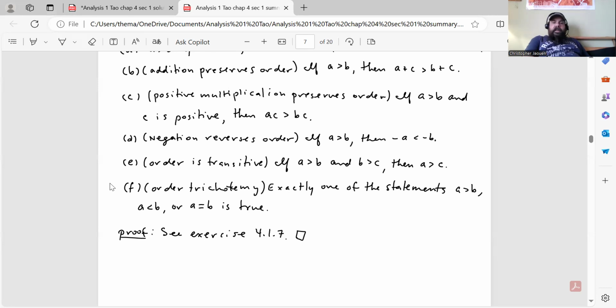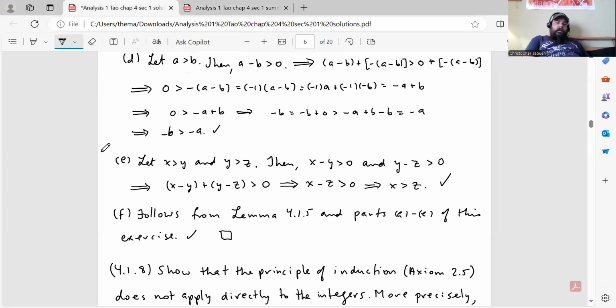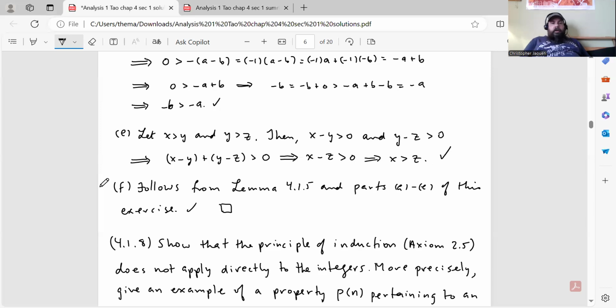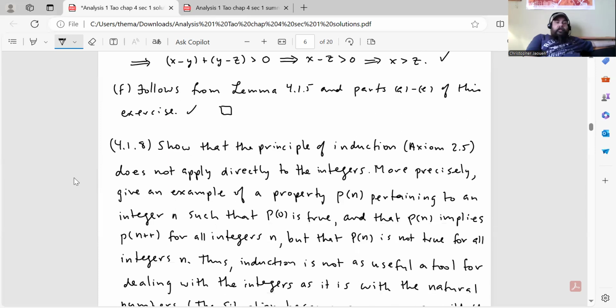Exactly one of the statements A greater than B, A less than B, or A equals B is true. All right, so this just follows from lemma 4.1.5 and parts A through E of the exercise that we just did. Okay, so that proves lemma 4.1.11.